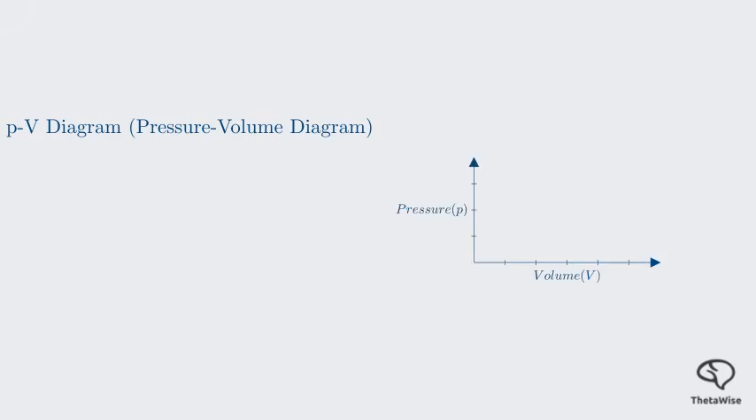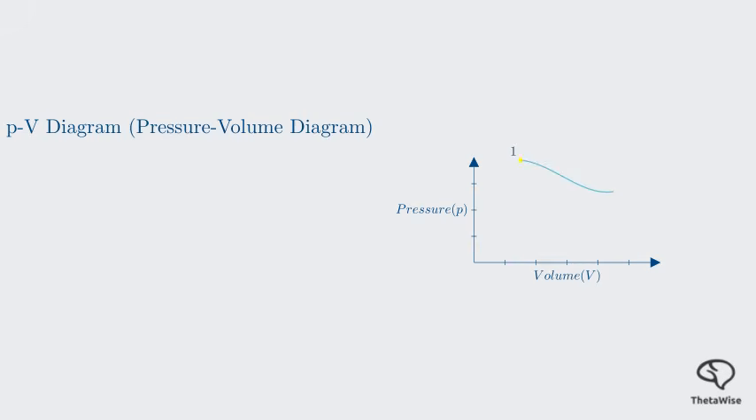Before we dive into each one, let's look at the PV diagram, a crucial tool for visualizing these processes. The PV diagram, or pressure-volume diagram, is a powerful tool to represent the change of a system's state. As the name suggests, the vertical axis represents pressure, and the horizontal axis represents volume. When a gas goes from one state to another, the path it takes on this diagram tells us a lot about the process. The area under the curve on a PV diagram is particularly important, as it represents the work done by or on the system.